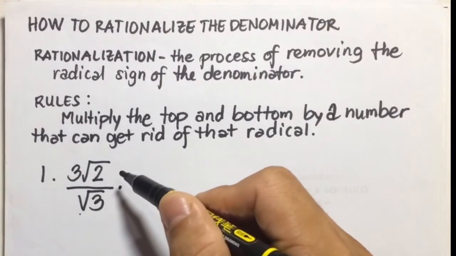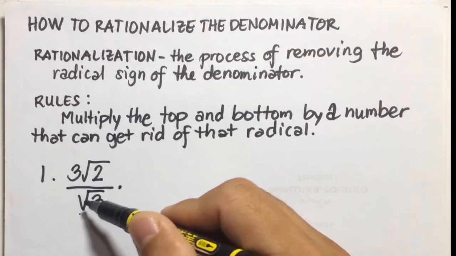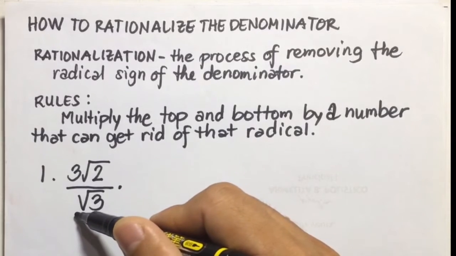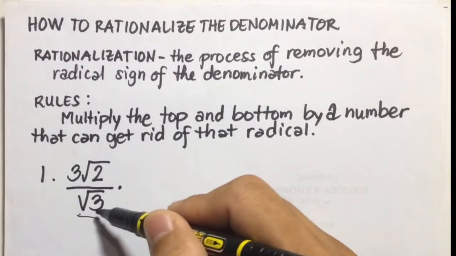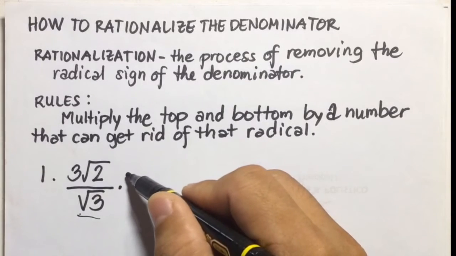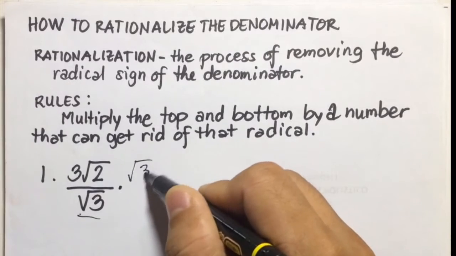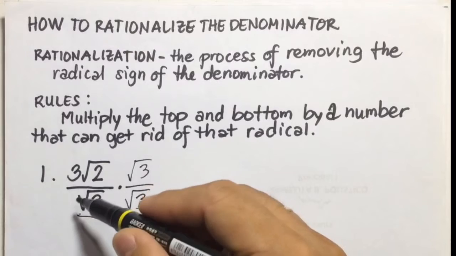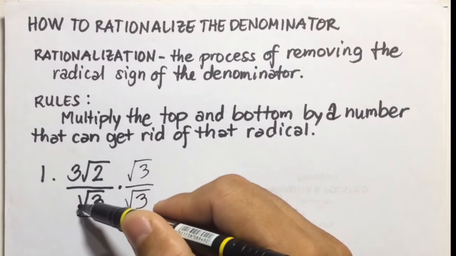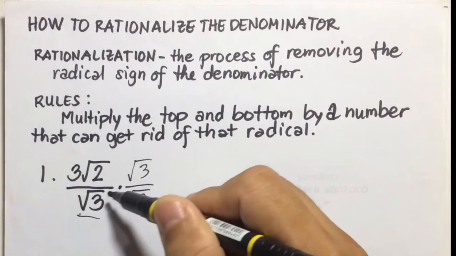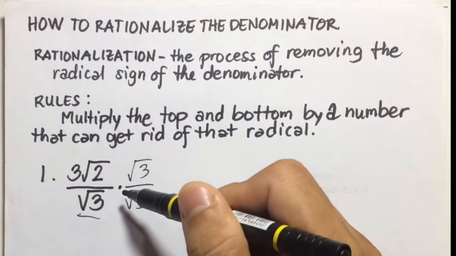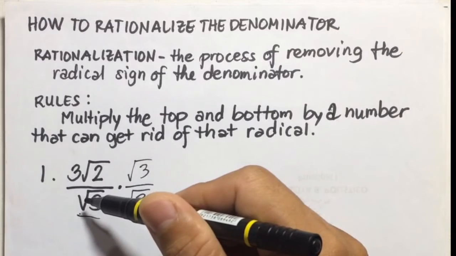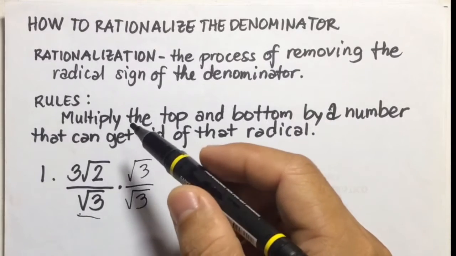One of the techniques is to multiply the numerator and denominator by the same denominator. Here we have the square root of 3, so we multiply by the square root of 3. The reason is that multiplying it by itself makes the denominator a perfect square, and now we can eliminate the radical sign.